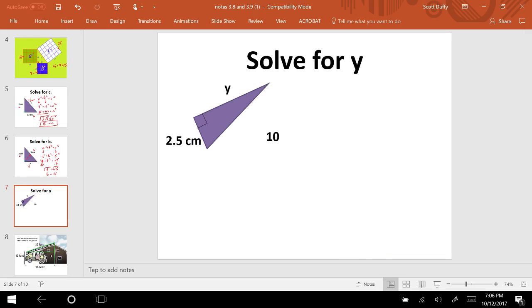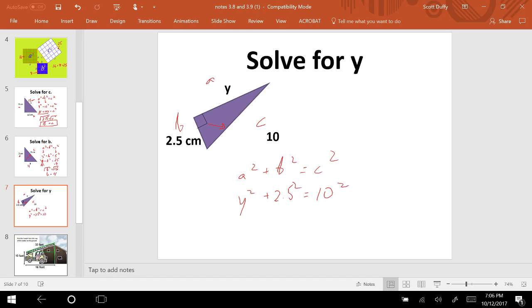We're going to solve for y. What we see right away is that the right angle's here. Across from it, that is the hypotenuse, so that's our c side. And then these two can be a or b, it really doesn't matter. So I'll just call this a right here, and this one b. And we have a squared plus b squared equals c squared. A we call y, so we'll just call it y squared. Plus b is 2.5 squared equals c, which is 10 squared.